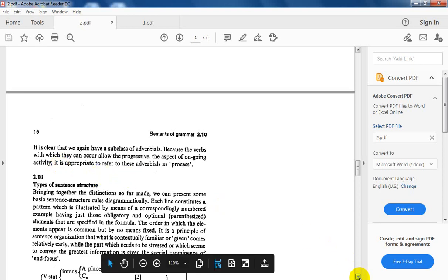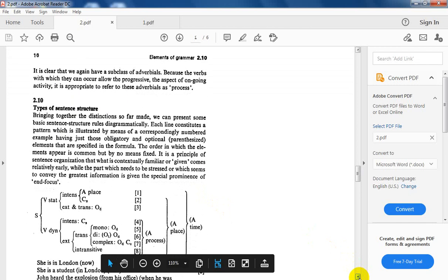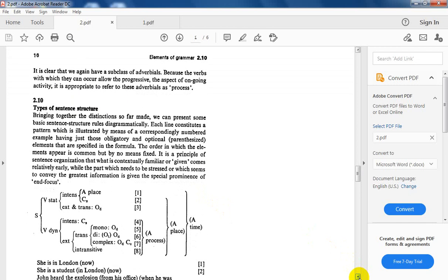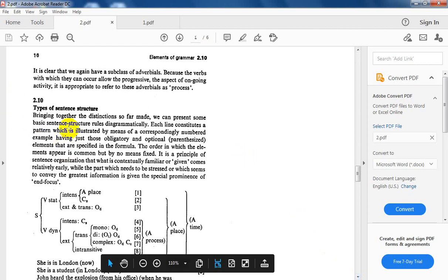So again, according to the category of verb, we divided the verb into intensive, extensive and intransitive. Then we divided the verb into stative and dynamic. Then we classify the adverbials, one that accepts stative and one that does not, and something like that. So according to this classification or this category of verb, we should have a look at types of sentence structure.